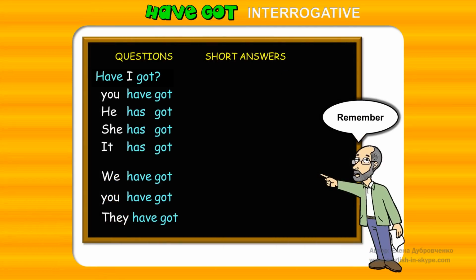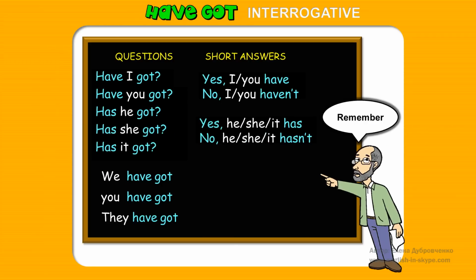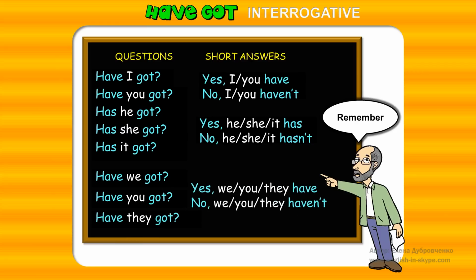Давайте еще раз повторим, как мы задаем вопросы. Have I got? Have you got? Yes, I have. Yes, you have. No, I haven't. No, you haven't. Has he got? Has she got? Has it got? Yes, he has. Yes, she has. Yes, it has. No, he hasn't. No, she hasn't. No, it hasn't. Have we got? Have you got? Have they got? Yes, we have. Yes, you have. Yes, they have. No, we haven't. No, you haven't. No, they haven't.